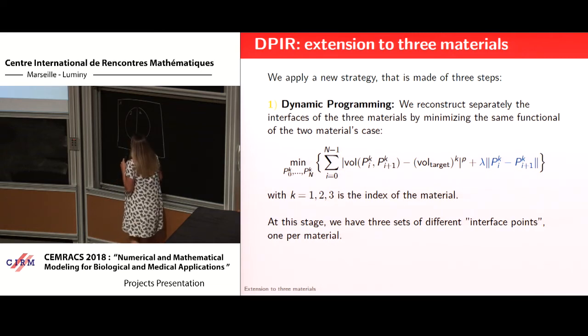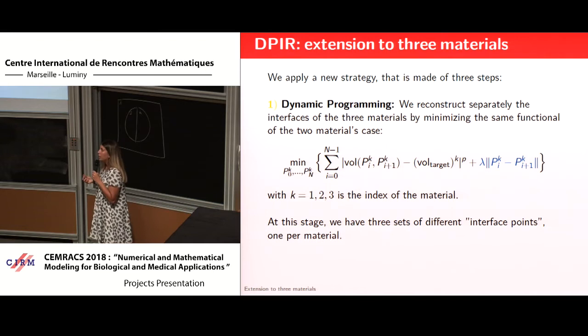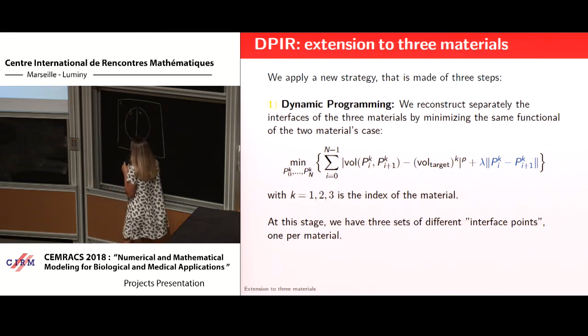For example, you can think, okay, I start from this material, I construct the interface between material 1 and 2, so I reconstruct something like this. Then I reconstruct the interface between material 2 and 3, and so on. But this approach has a lot of drawbacks. For example, we are not able to compute the internal and external curves as closed curves, and it also increases a lot the complexity of the problem and the cost.